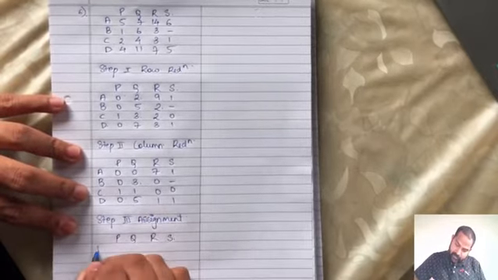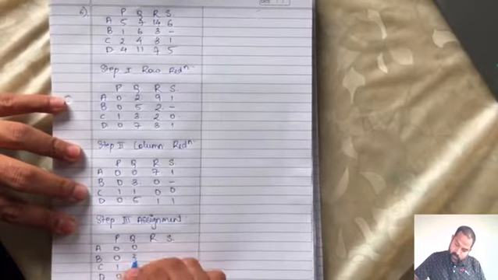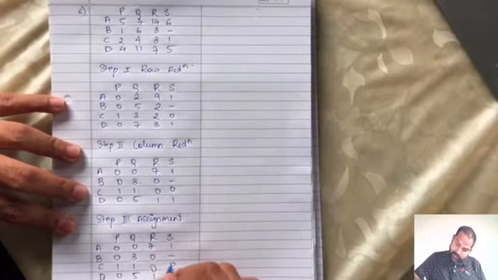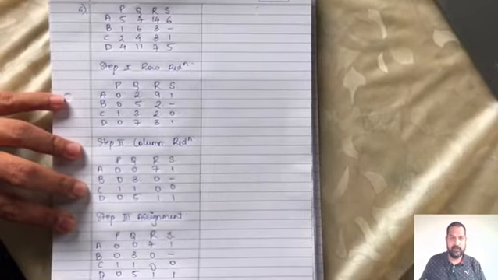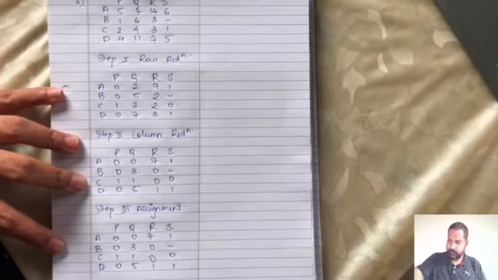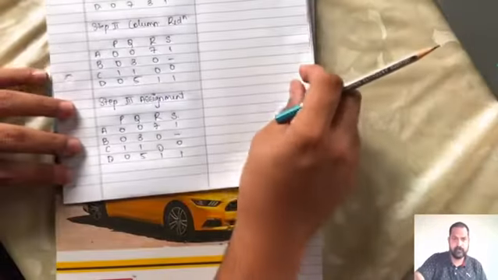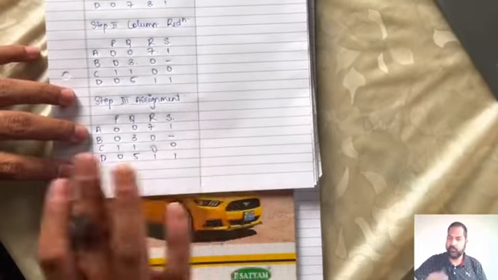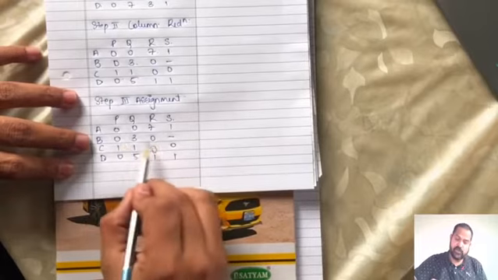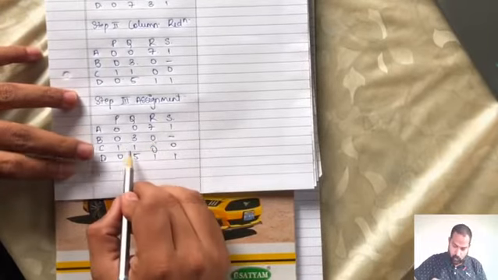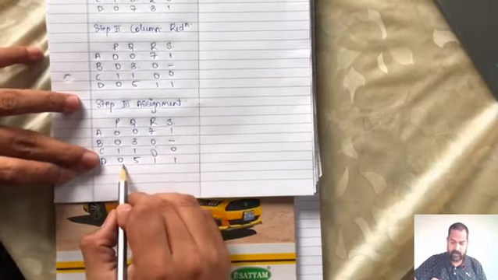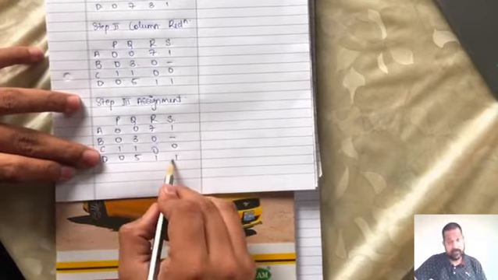So P, Q, R, S, A, B, C, D, 0, 0, 1, 0, 0, 3, 1, 5, 7, 0, 0, 1 and 1 dash 0, 1. Let's start assigning. First row, 2 zeros, can't do anything. Don't touch, go to the next. 2 zeros, can't do anything. Go to the next. 2 zeros, can't do anything. Go to the next. 1 0, yes, finally.